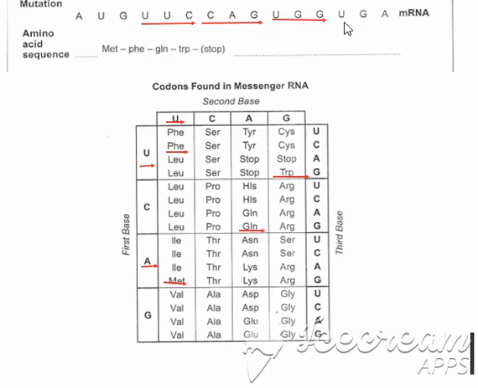And the final one, UGA, we'd go to U as our first base, G as our second base, and A as our final base, and we can see that that is the stop codon, which would stop translation happening. And the amino acid sequence for both of these strands is the same.